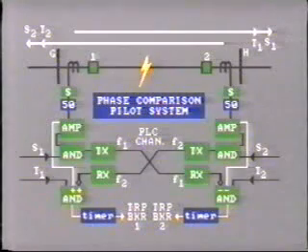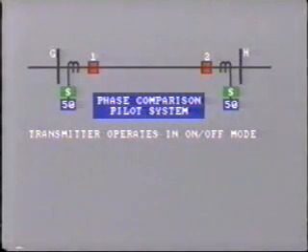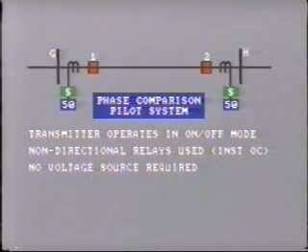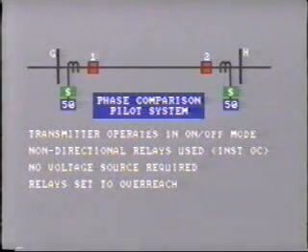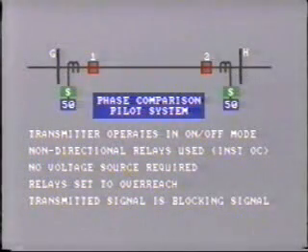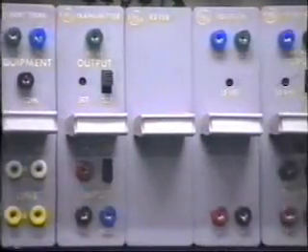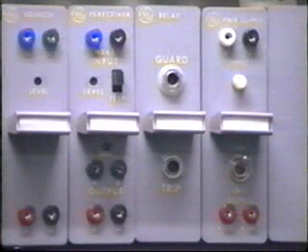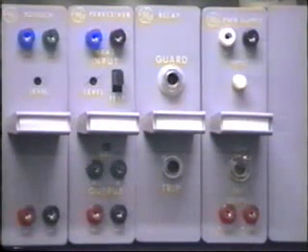Once again, let's examine the characteristics of this scheme. The transmitter operates in the on-off mode. Non-directional relays are used, hence the protection scheme is suitable for application with instantaneous overcurrent relays only. No voltage source is required. The relays are set to overreach, and the transmitted signal is a blocking signal. If the communication channel fails, the protection system will still operate, but it will trip incorrectly for external close-in faults. In all of these pilot protection schemes, the logic circuit is quite complicated. Solid-state circuits are frequently employed, although complete electromechanical installations are still widely used.